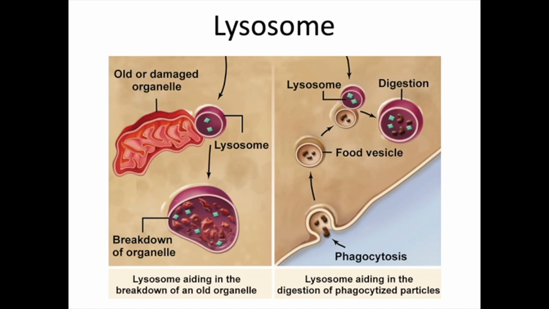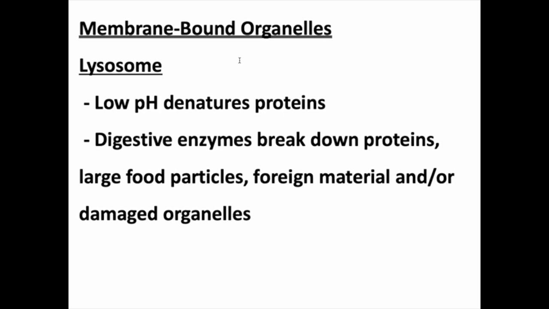So how do I summarize? Lysosome. There's a low pH inside that denatures proteins, and there are digestive enzymes that are built to work at low pH that can break down proteins and large food particles and foreign material and or damaged organelles. It does all of this stuff.